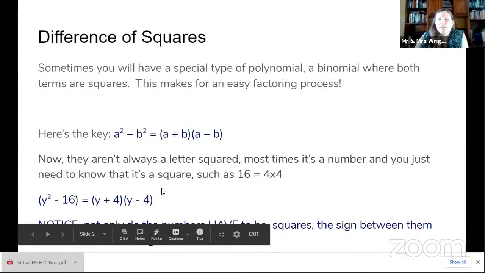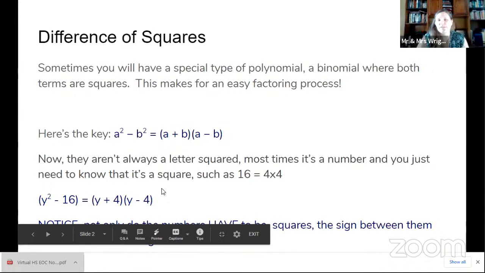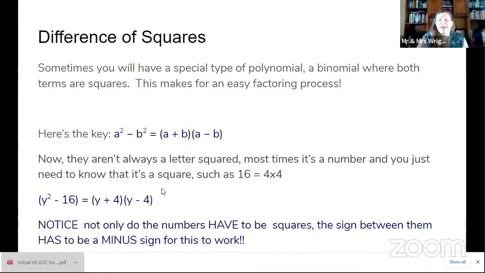Today's factoring we're going to get into is called difference of squares. So sometimes we have a polynomial. Remember, we're learning about special types of polynomials called quadratics. But our factoring has gotten into more than just quadratics because factoring is good for all kinds of polynomials. But they do help us when we get to solving quadratics. So we'll have a special type of polynomial, a binomial. What does binomial mean? Binomial means that there's going to be two terms.